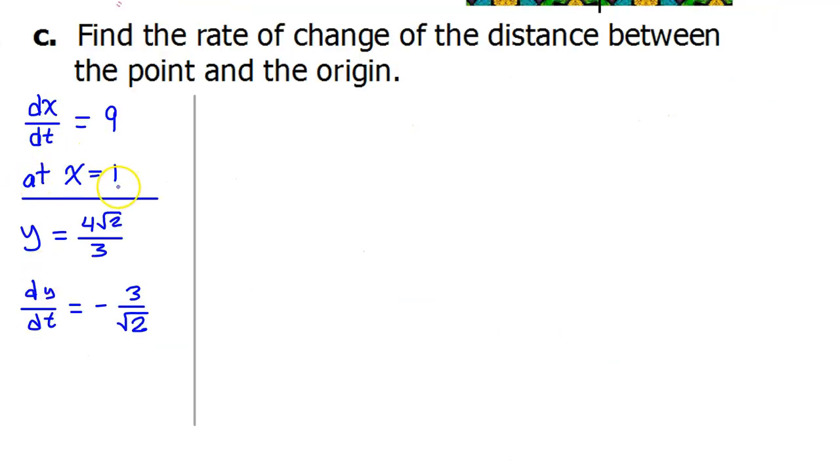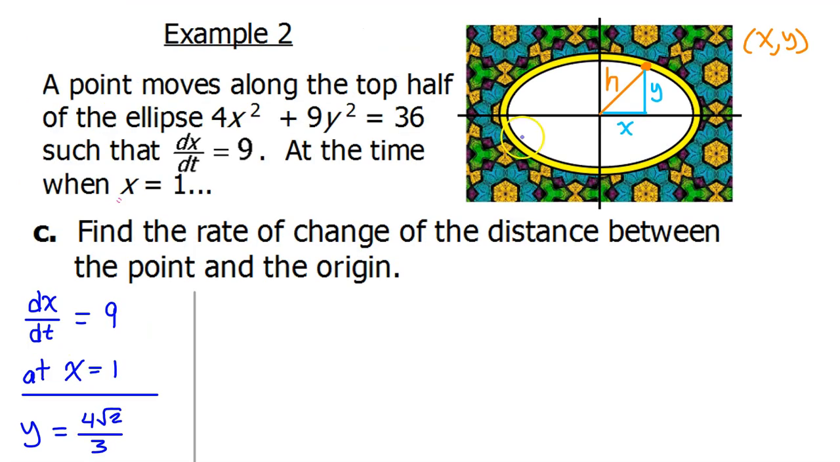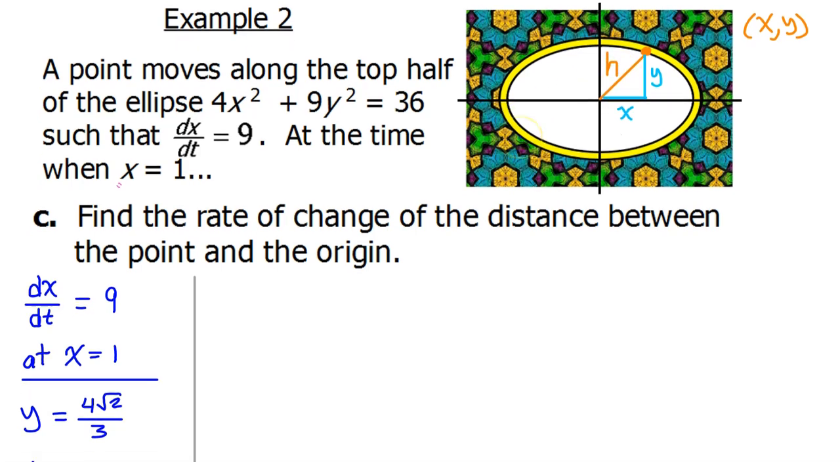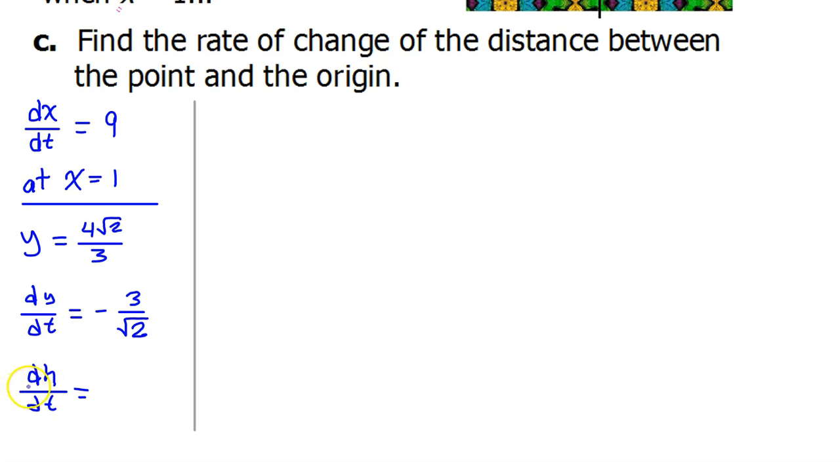x equals 1. We just need to add on what we are being asked to find, the rate of change of the distance between the point and the origin. So, oh, this is awkward, dd dt. I don't care for that at all. I'm changing this letter. I'm going to call it h. I'm not going to call it r because radius is a circle thing. So we are being asked to find dh dt.